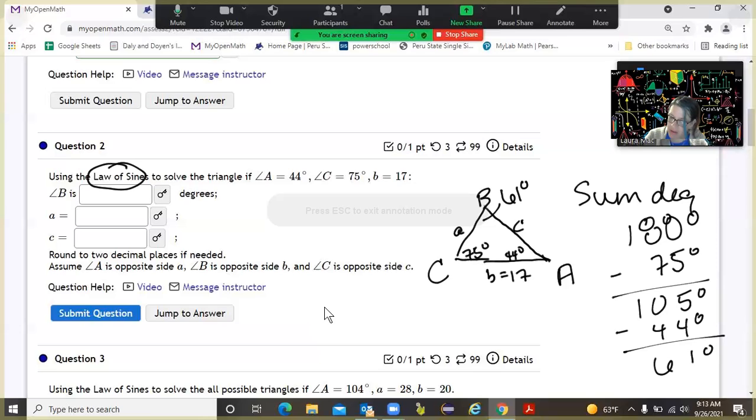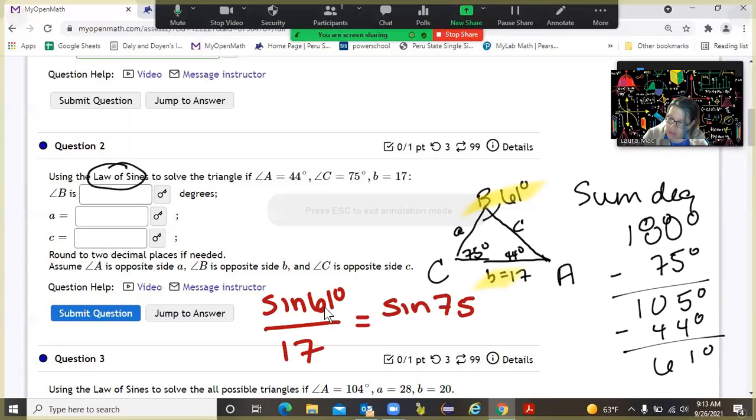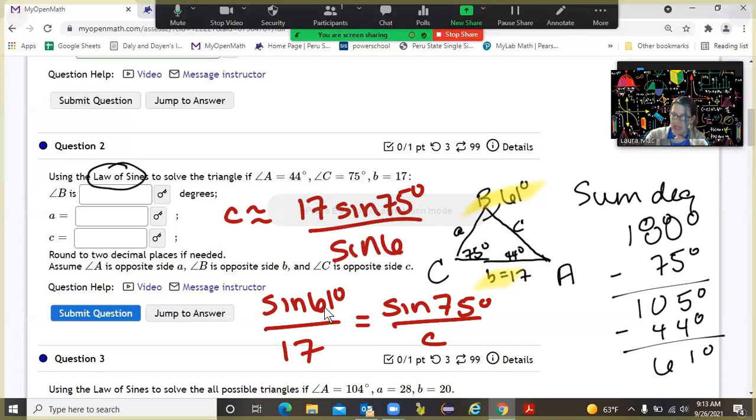So you see my pair here is going to be my B's. And so all we need to do is set up our ratio. So we're just going to say sine of 61 degrees is to 17 as, pick one. It really doesn't matter. We have to find them both anyway. So let's do sine 75 degrees is to little c. So again, with the cross multiplying and solving, you'll end up that c is approximately 17 times sine of 75, and then you will divide both sides by that sine of 61. So that'll be your c.